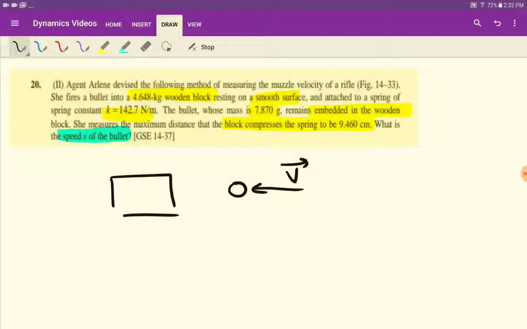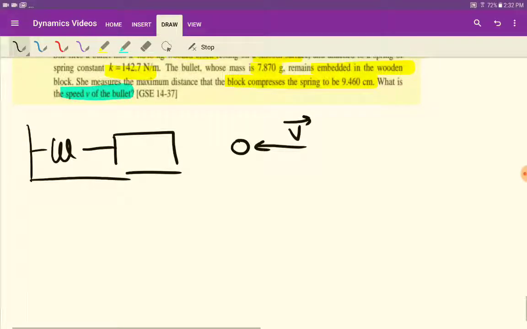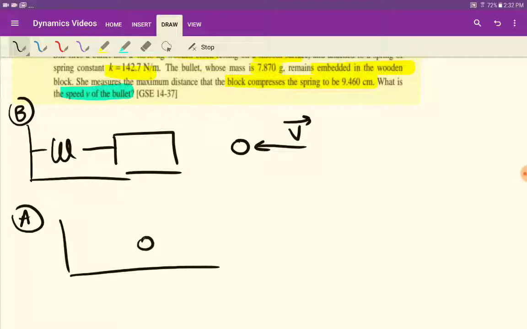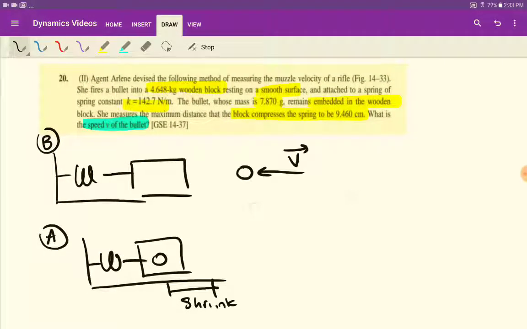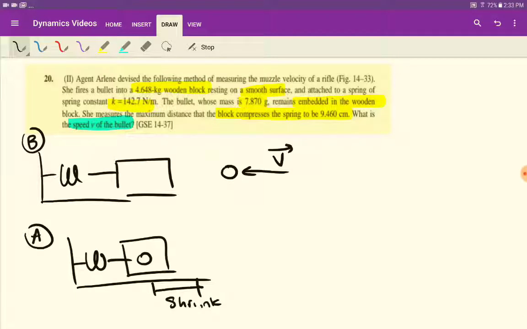When the bullet hits it, we know that this block is connected to a spring like that, and then we know the spring constant. So that's beforehand, and then we're going to put a little b for before, and then we'll say after. So the bullet is now in the block because it is embedded, and it's going to shrink the spring, okay? And so we know that there's this distance there, and we're going to say shrink or compress. Shrink or compress, whatever. It's the same difference. And so with all that, we need to figure out the speed of the bullet. So this is what we call an energy analysis problem or a work energy problem.